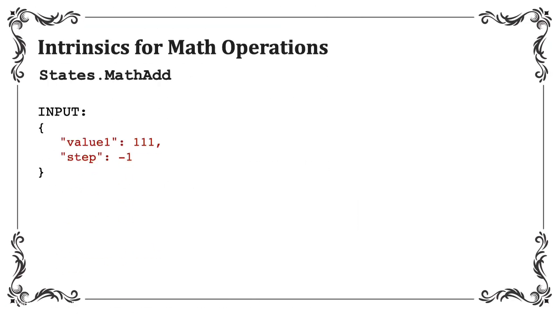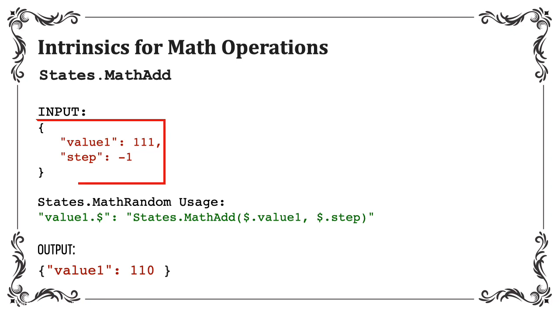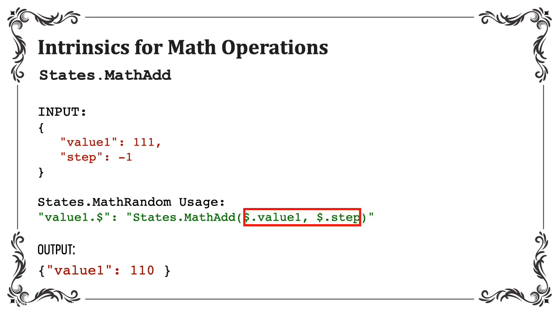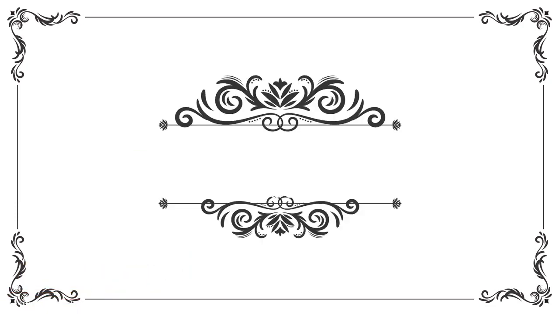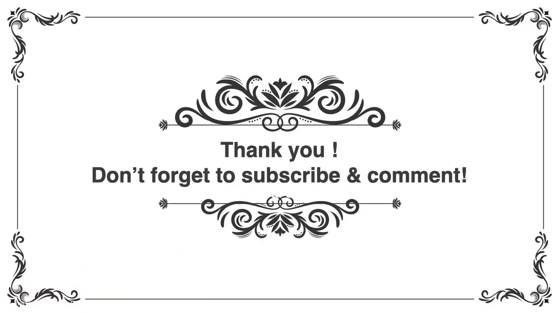For example, we want to use the following values to subtract 1 from 111. Then use the MathAdd function, defining value 1 as the starting value and the step variable as the value to increment value 1 by. The States.MathAdd function would return the following number in response. Value 1 is 110. This lesson covered the MathRandom and the MathAdd intrinsic functions.